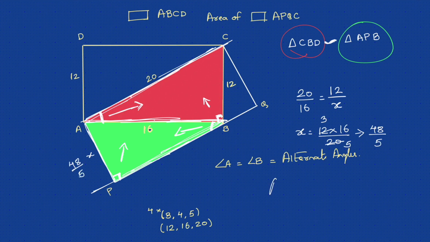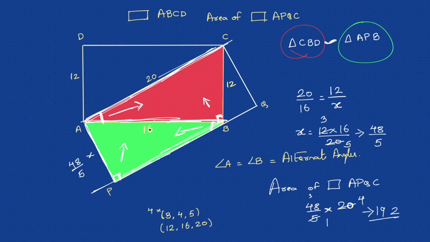What is the area of APQC then? Length into breadth. I know one length is 20. So 20 into the breadth, which is 48 by 5. If you just multiply them, you will get your answer. So the answer comes out to be 48 into 4, which is 192, the area of APQC.